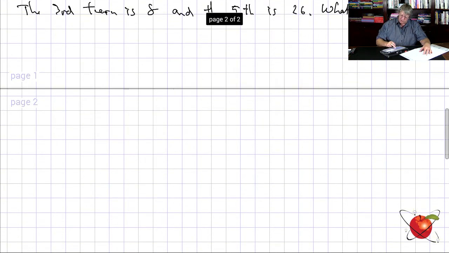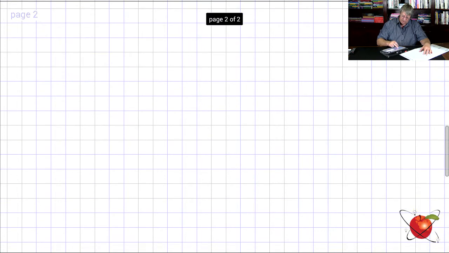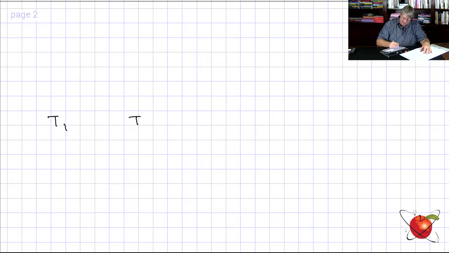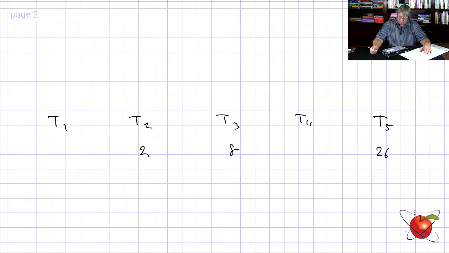Right, remember I promised one of these. Okay, what do we do? Well, what did the recipe do? The recipe says write down what you're given. So let's write down, and we leave gaps. T1, T2, T3, T4, and T5. Put down what you are told. T2 is 2, and an 8, and a 26. They want to know T1 and T4.